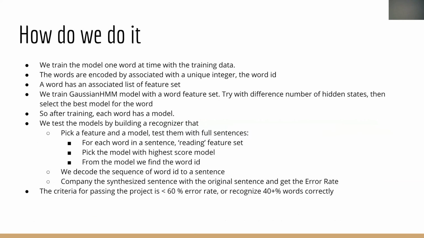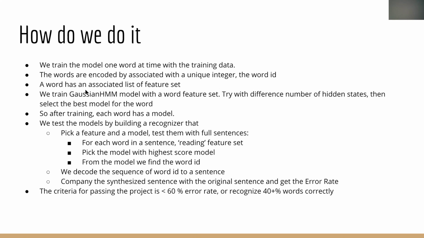So we train the model one word at a time with the training data. Now I explained what the training data is. Then the words are encoded. John is difficult for a machine to digest, so we say one is John, machine only knows one. And then after the machine infers, it says like 1, 3, 4, that kind of sequence. Then we translate it back to the human words. That's how it works.